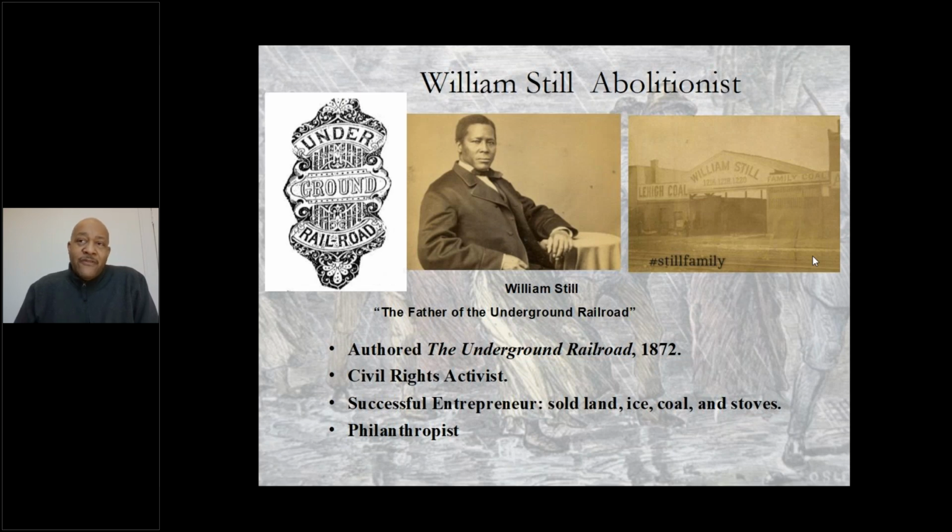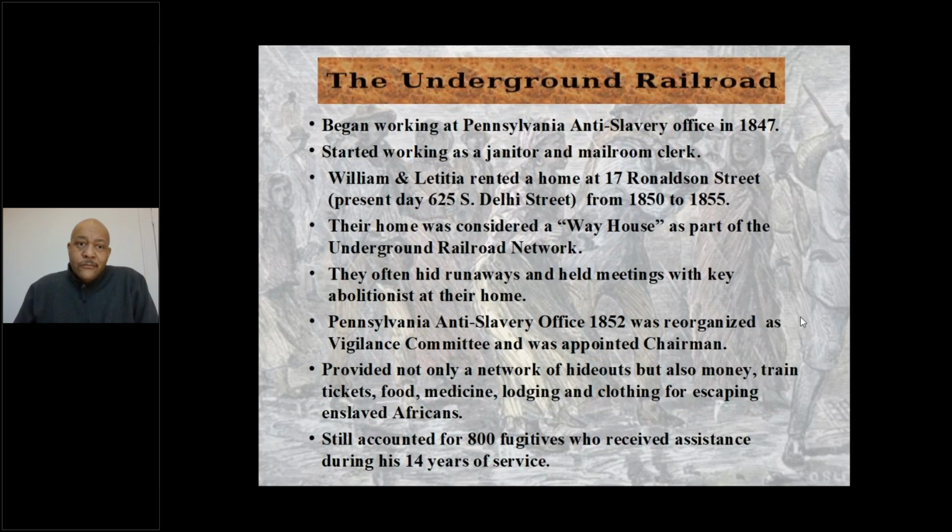So not only did he have just an address, he had a whole block, and he sold coal, land, ice, and stoves. He was quite a philanthropist, quite another civil rights activist. He authored The Underground Railroad in 1872. Real briefly, he began working at the Pennsylvania Anti-Slavery Office in 1847. He started working as a janitor and a mailroom clerk.